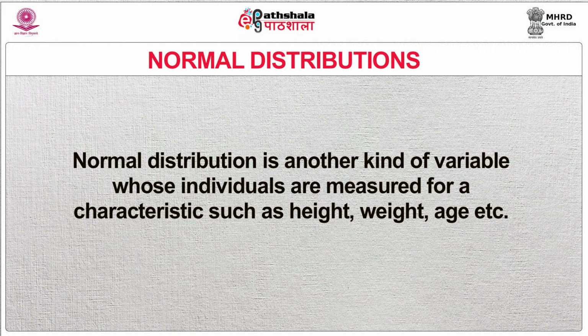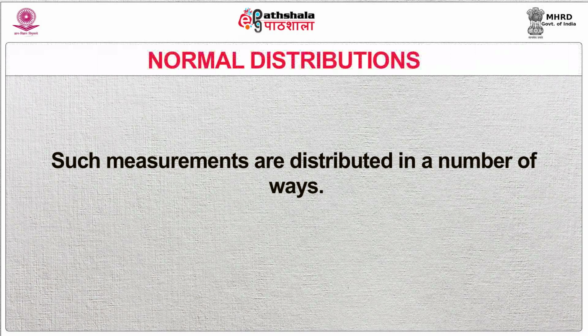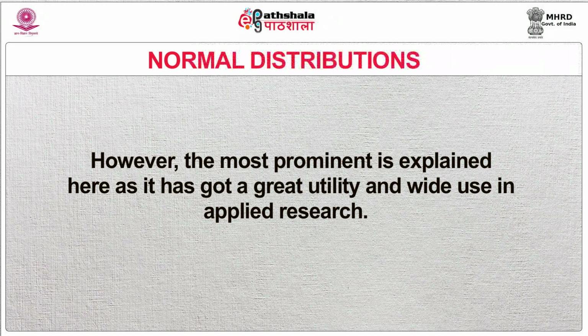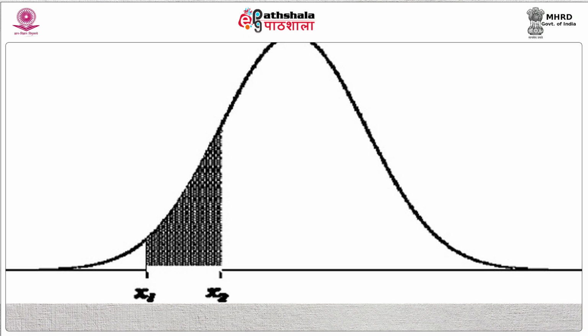Normal distribution is another kind, of a variable whose individuals are measured for characteristics such as height, weight, age, etc. The variable flows continuously without any breaks and is thus termed continuous, without any limit to the number of individuals with different measurements. Such measurements are distributed in a number of ways. However, the most prominent is explained here as it has great utility and wide use in applied research. Whereas discrete probability distributions or binomial distributions are displayed with the help of histograms, continuous probability distributions or normal distributions are displayed with the help of curves.